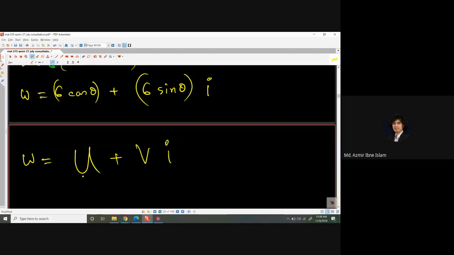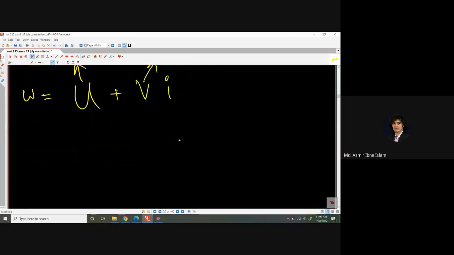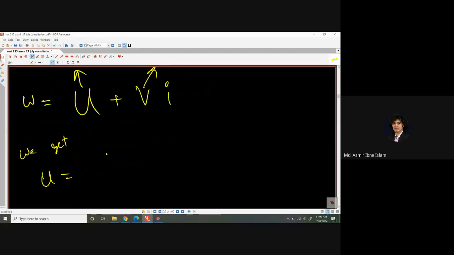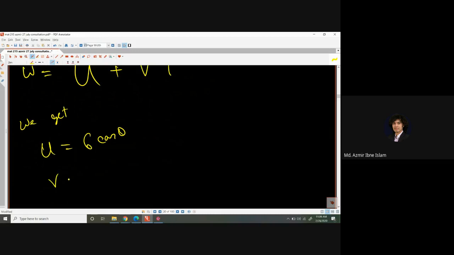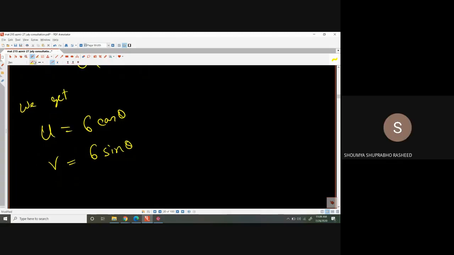So U plus Vi. You can easily figure out what is U and what is V. So from this part we are getting U equal to 6 cosine theta and V equal to 6 sine theta. Clear? Yes, sir. So up to now, whatever part we have found, that is a parametric function.